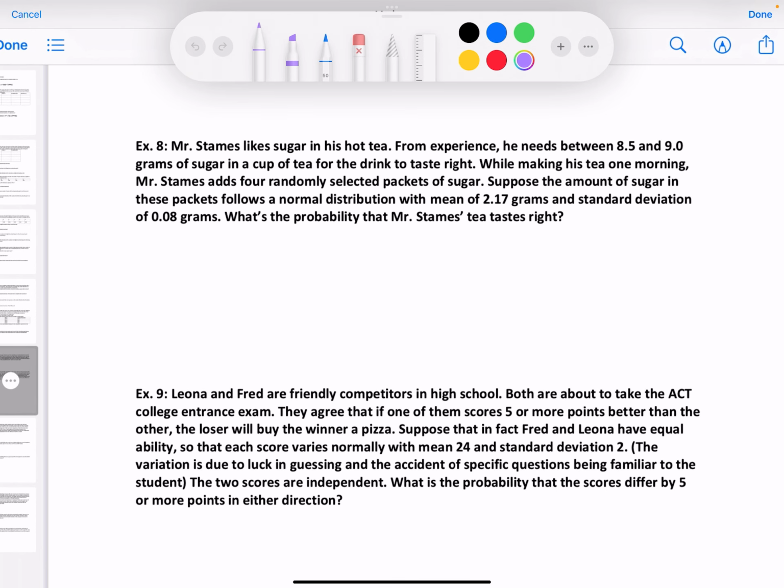All right. Mr. Stames likes sugar in his hot tea. From experience, he needs between 8.5 and 9 grams of sugar in a cup of tea for the drink to taste right. While making his tea one morning, Mr. Stames adds 4 randomly selected packets of sugar. Suppose the amount of sugar in the packets follows a normal distribution with a mean of 2.17 grams and a standard deviation of 0.08 grams. What's the probability that Mr. Stames' tea tastes right? I think we just decided that he was picky.